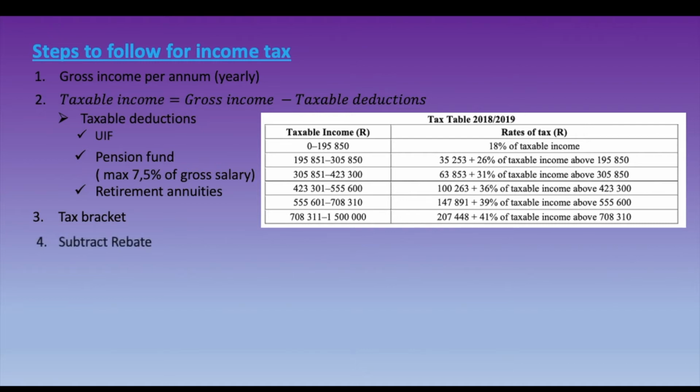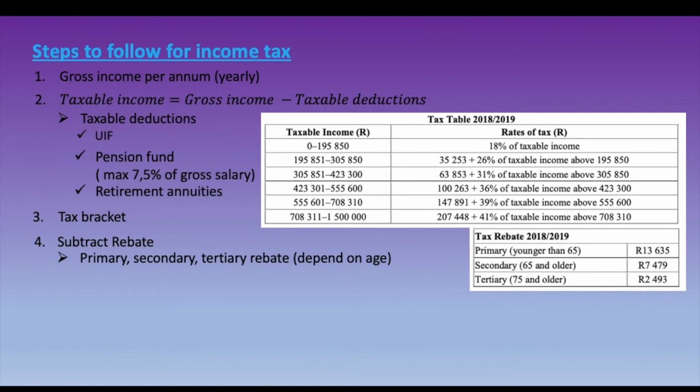In step 4, we subtract rebate. Another way to look at rebate is discount. We have primary, secondary, and tertiary rebate. Let's look at the table on the right. If you are younger than 65 years old, you qualify for primary rebate. If you are older than 65 years, you qualify for primary and secondary rebate. And if you are 75 years or older, you qualify for primary, secondary, and tertiary rebate.